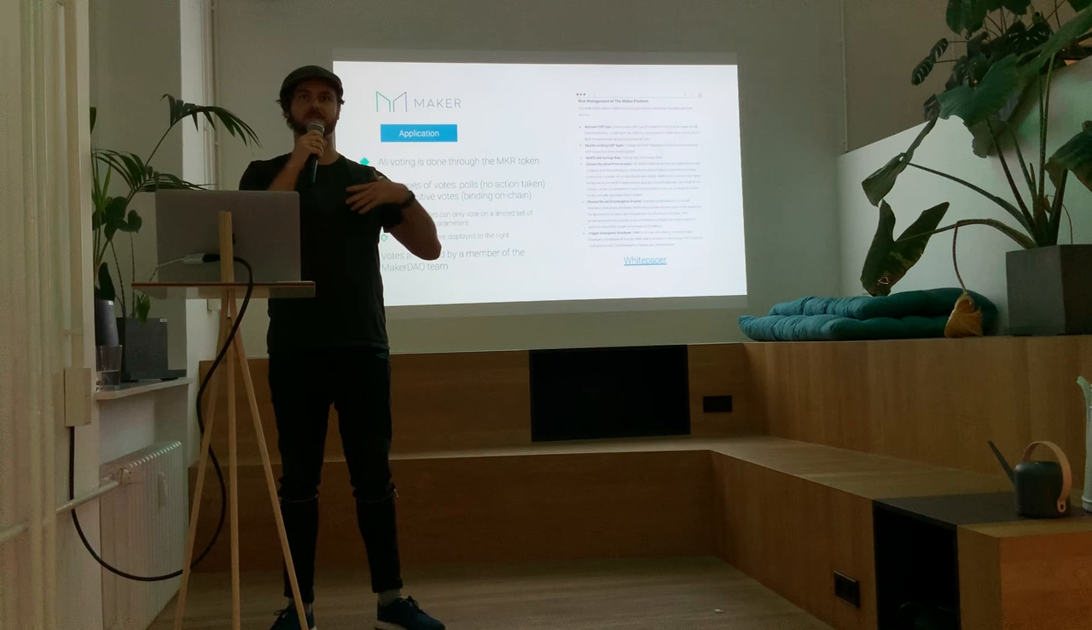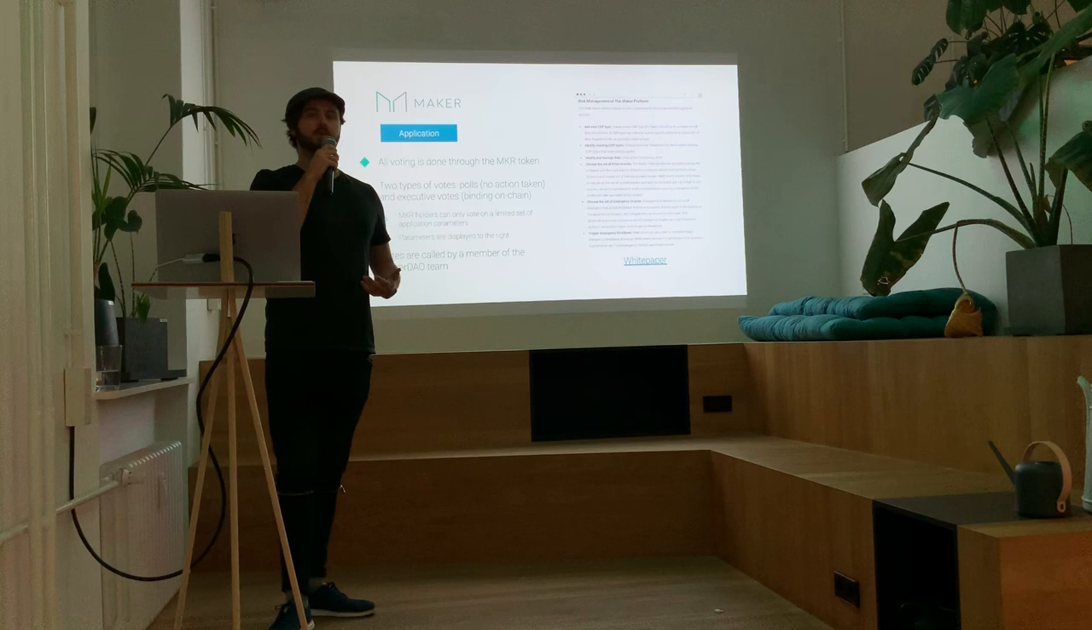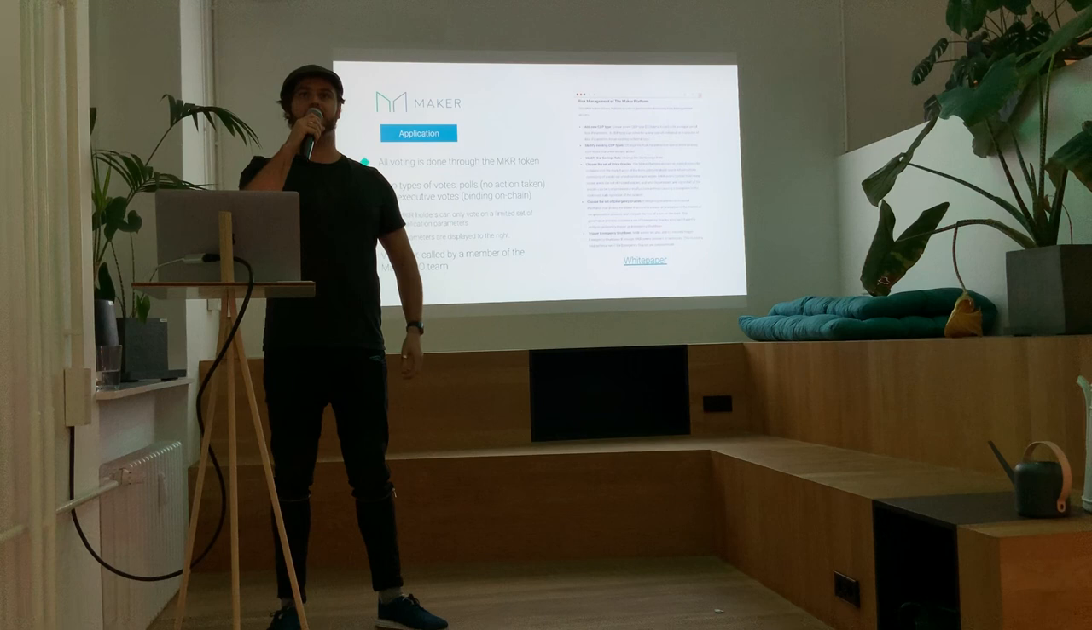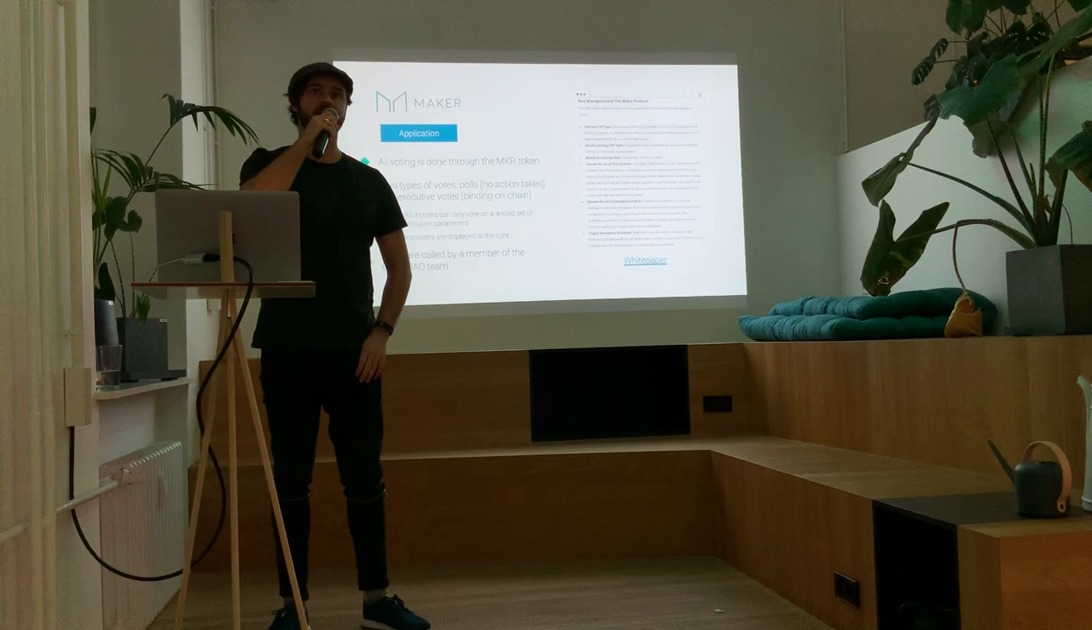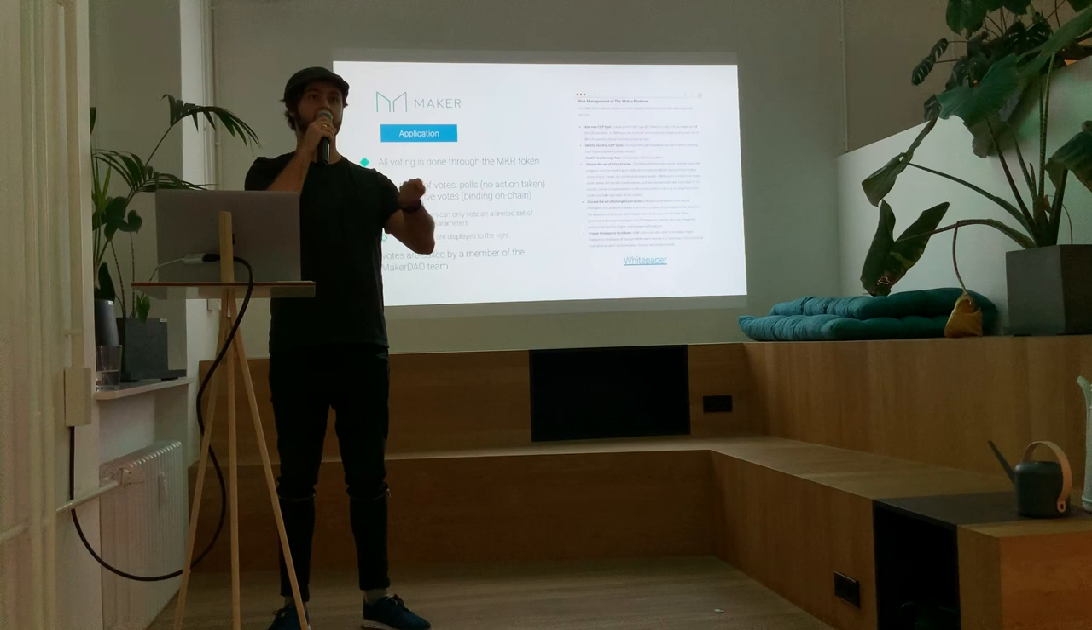Now, how do they govern this platform? All voting is done through the MKR token. So they have a token, and this is 100% plutocratic. We want to do something, we are simply calling it to a vote of the token holders. And there's two types of votes that they call. One are polls, and within polls there's no action taken. And the second is what's called an executive vote, and once the MKR holders ratify this vote, it's binding on chain, so something happens.